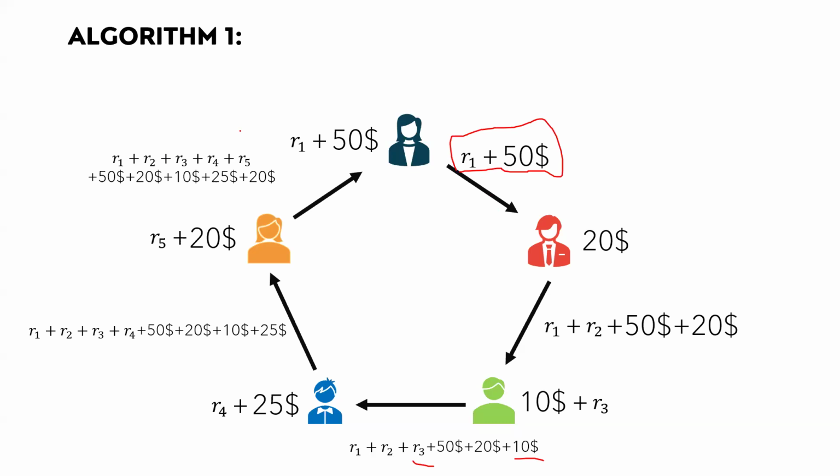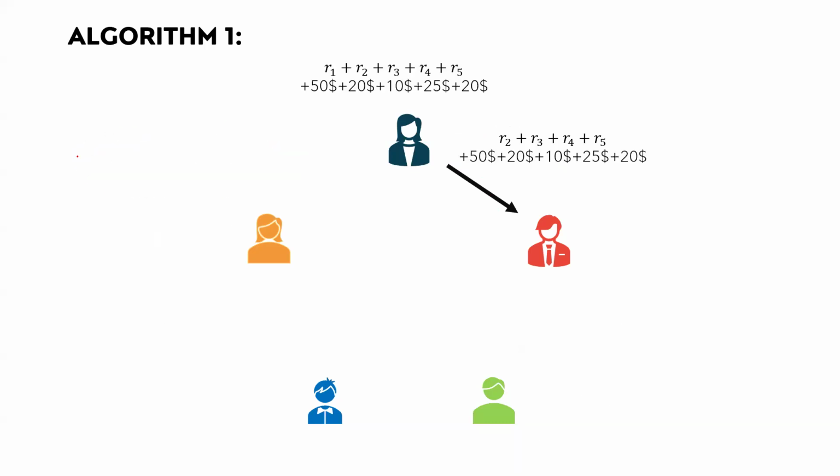So at the end of the day, what does person one get? Well, person one gets the total sum of all of the random values plus the total sum of the salaries, right? That's kind of an issue because we want the sum of the salaries without the random values, right?